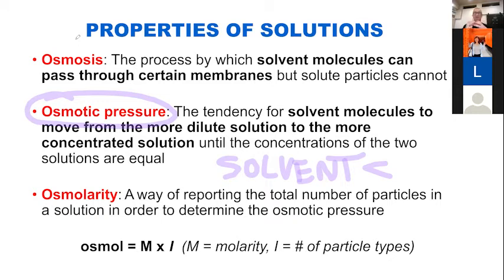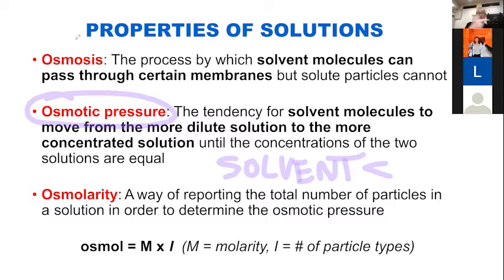So if you have a cell, it would be very, very concentrated. You have a whole lot of ions and everything else inside the cell. So water is going to move basically from the outside in, unless you have equal concentrations of solutes inside and out. And then you have basically no osmotic pressure. So osmotic pressure is where is solvent going to move?